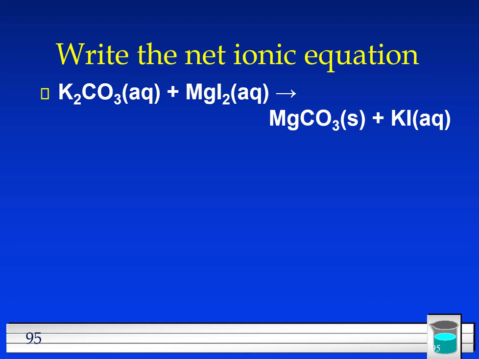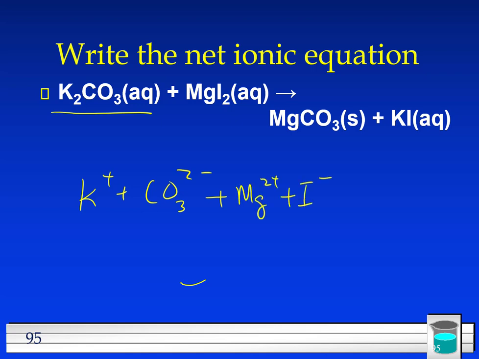So potassium carbonate and magnesium iodide solutions make solid magnesium carbonate and potassium iodide. So is there really any K2CO3? Nah. It's really K plus and CO3 2 minus. Is there really any MgI2? No, it's Mg2 plus and I minus. Is there really MgCO3? So solid, so yes.